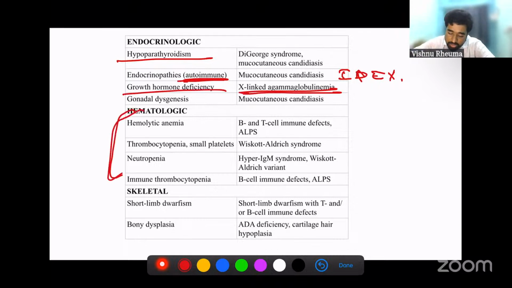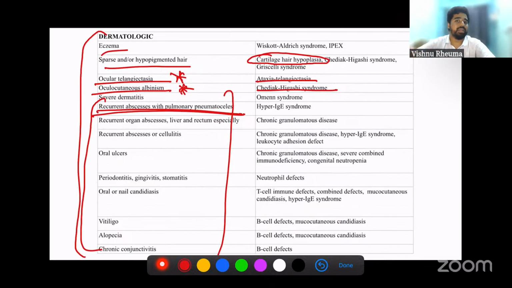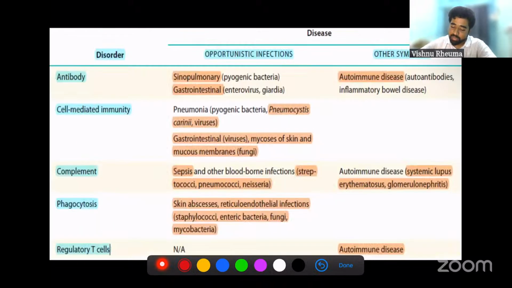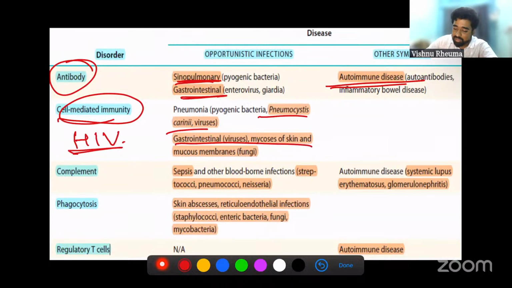Then various autoimmune cytopenias can occur, especially in your B cell defects. Then bony dysplasias, again, this is given, so this is important. Bony dysplasias can occur in cartilage hair hypoplasia. So these are very important clues that you can get from examination to zero in on a possible diagnosis. Antibody defects cause pulmonary and GI infections, and also autoimmune diseases. In cell mediated defects, remember HIV, so PCP.